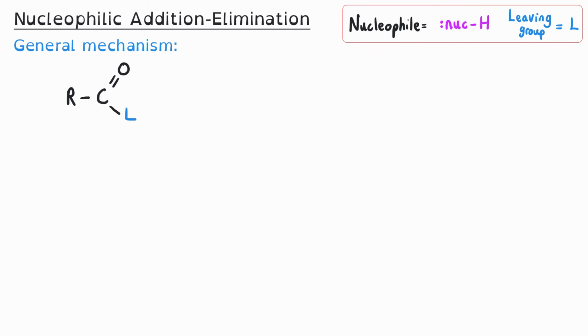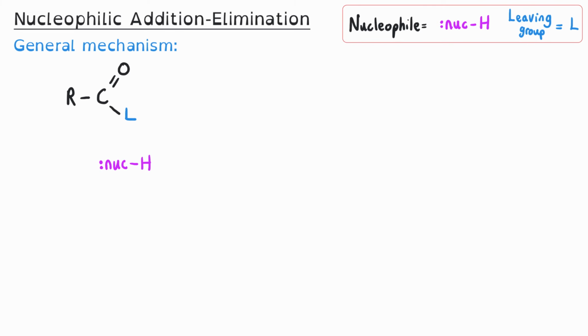The nucleophile that could attack this compound will always have at least one hydrogen atom in it, so I'm going to use nuc to represent the nucleophile, but I'm also going to show one of the hydrogens for a reason that will become clear. The nucleophile must also have a lone pair on it, which will donate in the reaction, so I'm showing that lone pair as well.